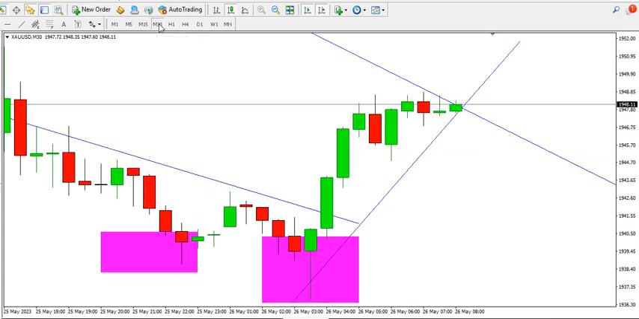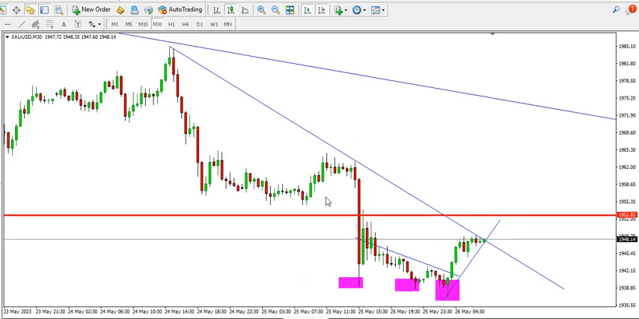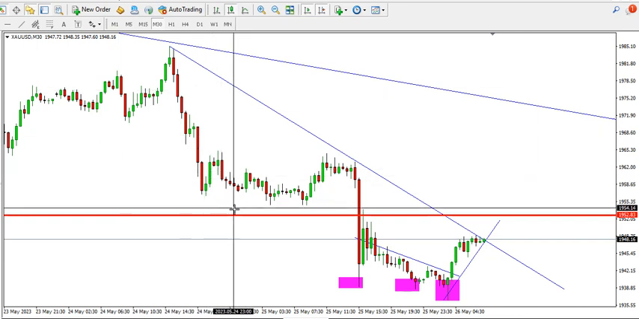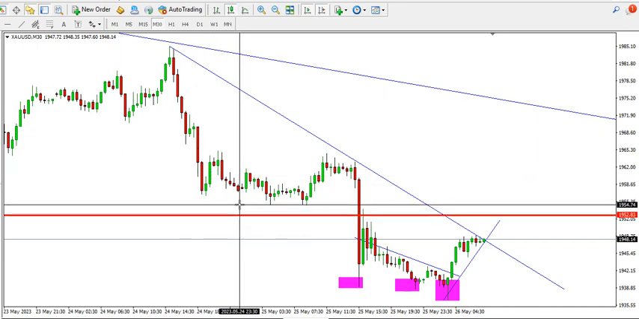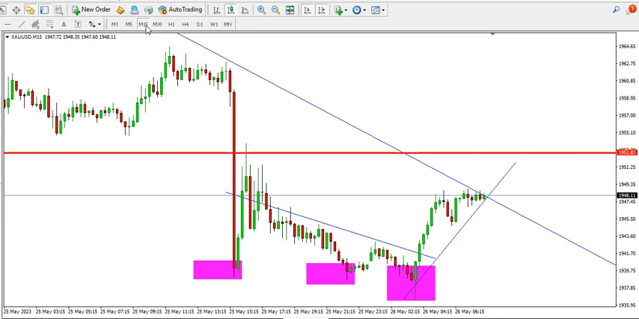On the 30 minutes time frame, we can see that the buyers are trying to push price up more like this. The sellers have taken profits, the sellers have booked profit, and price is retracing up. So price might get as high as 1952 or as high as 1954 before price continues its downward trend.